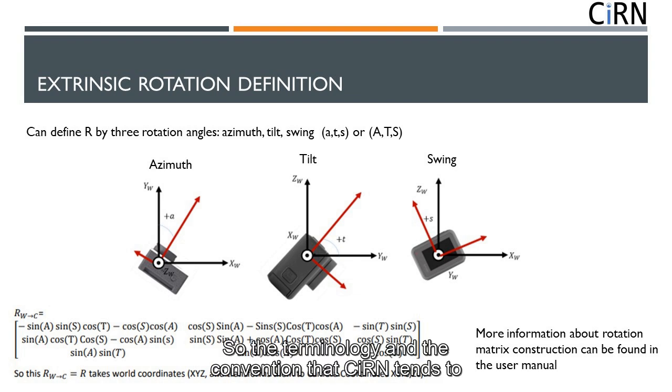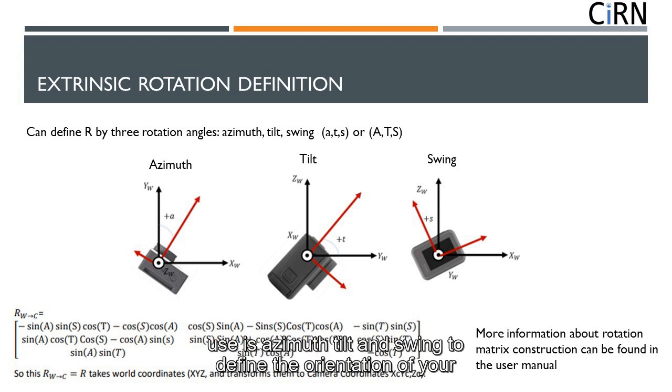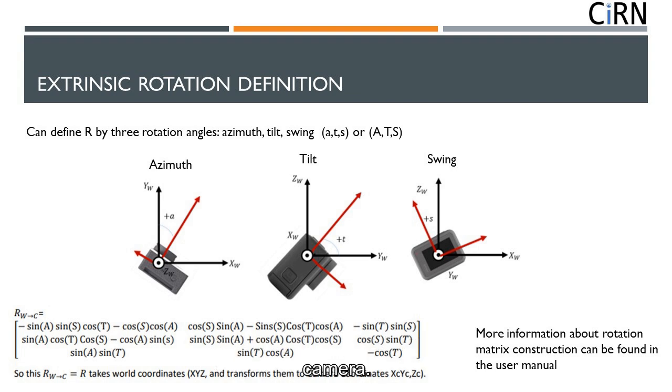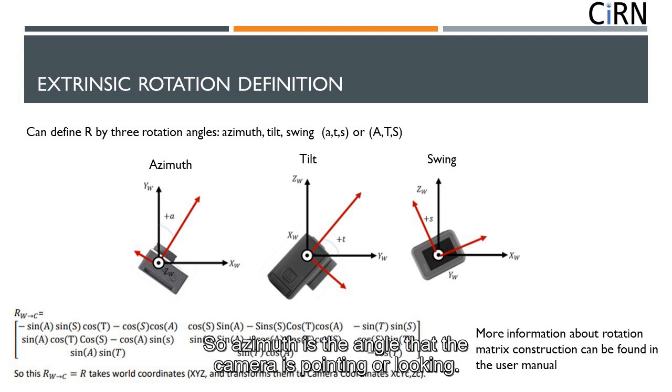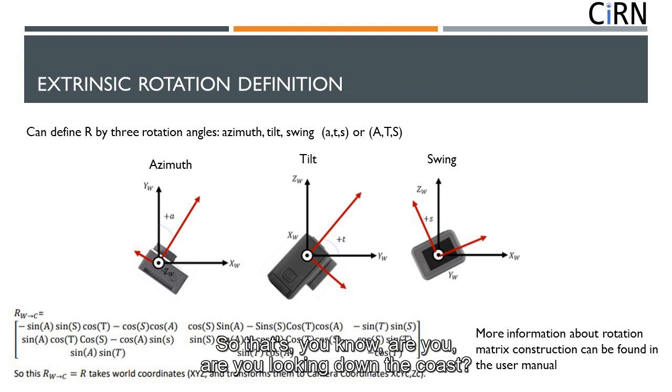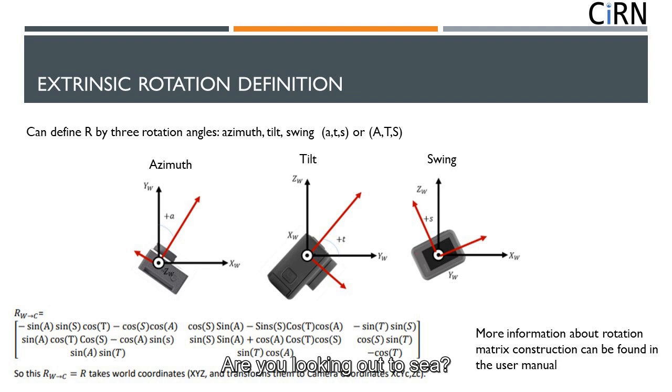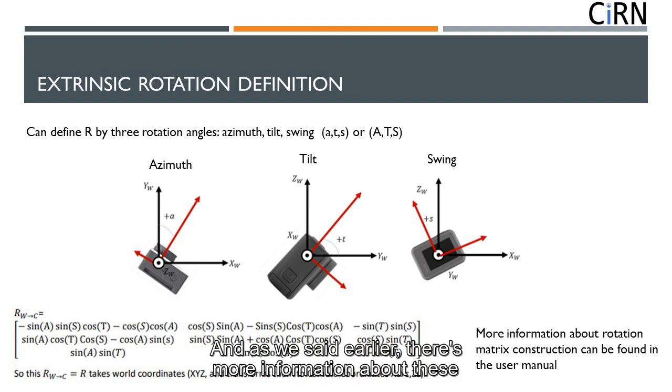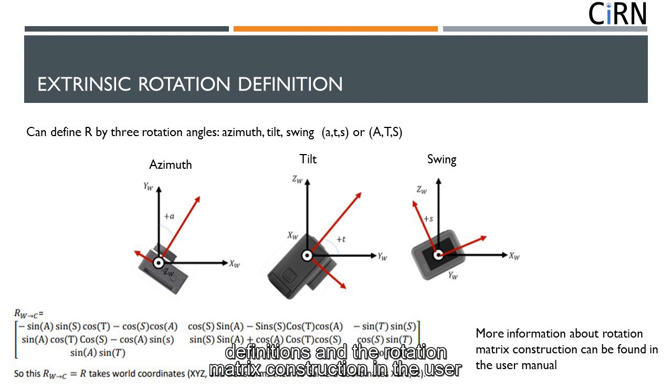The terminology and the convention that CIRN tends to use is azimuth, tilt, and swing to define the orientation of your camera. Azimuth is the angle that the camera is pointing or looking. So are you looking down the coast? Are you looking out to sea? Your tilt is your pitch, so that's how far up and down the camera is pointed. And then your swing is your roll. As we said earlier, there's more information about these definitions and the rotation matrix construction in the user manual.